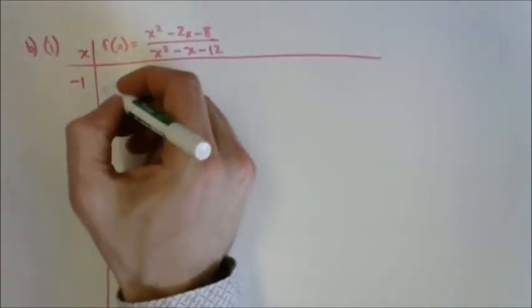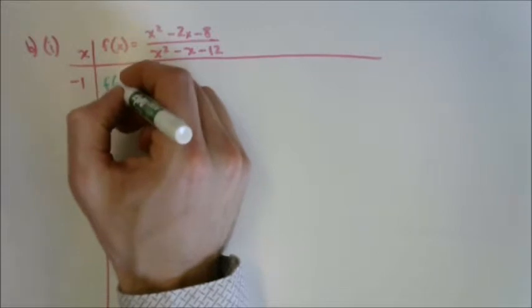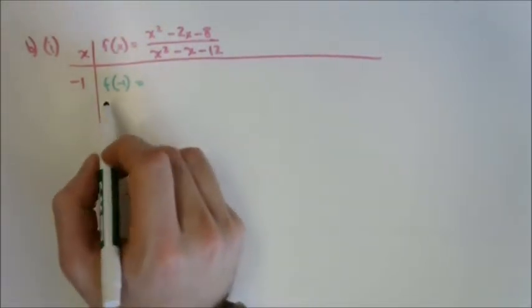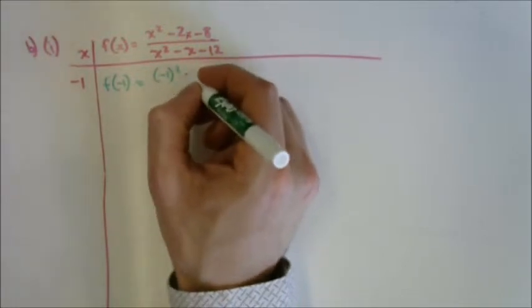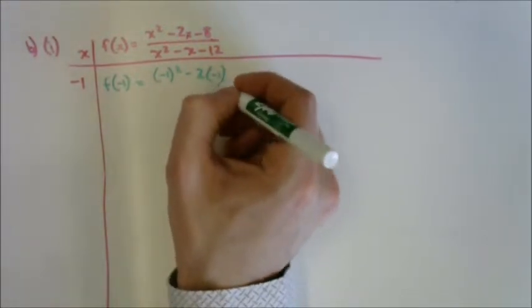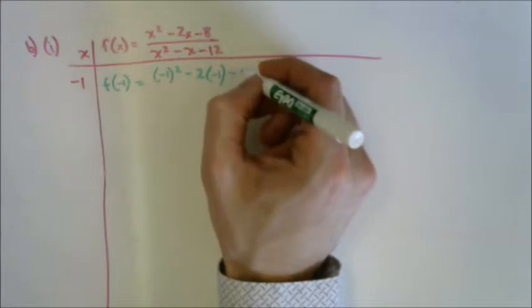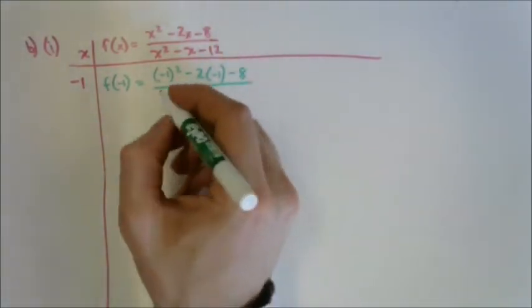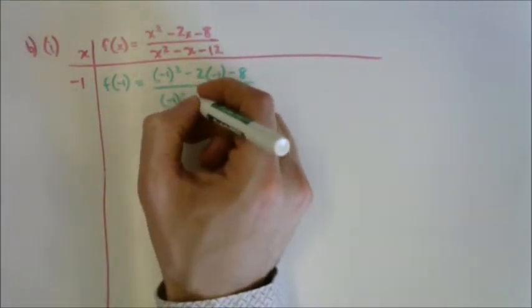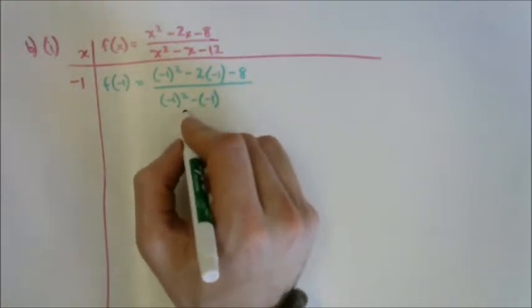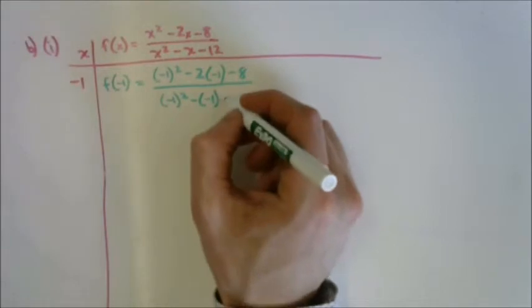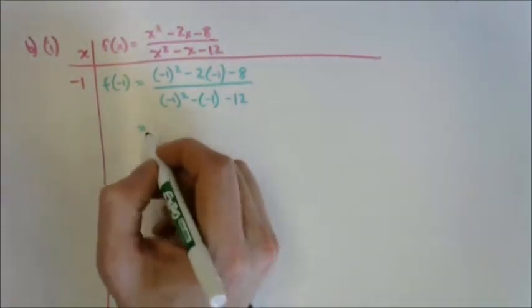So you should be able to do this pretty straightforwardly. We're finding the value of the function at negative 1, so everywhere we see an x, we're going to sub in negative 1. Being careful with our negative signs here, we're going to have an adding 1 rather than subtracting 1. And then work it down.